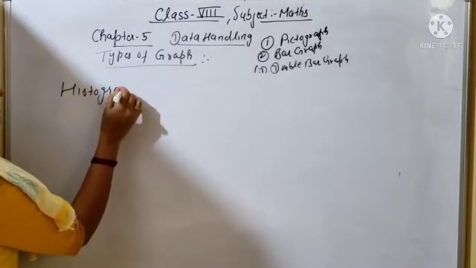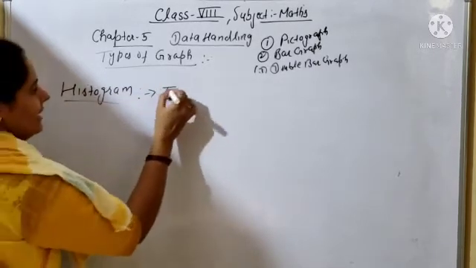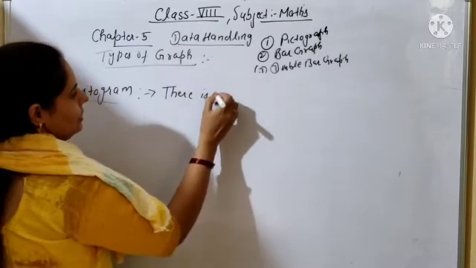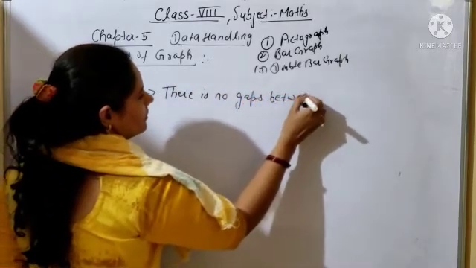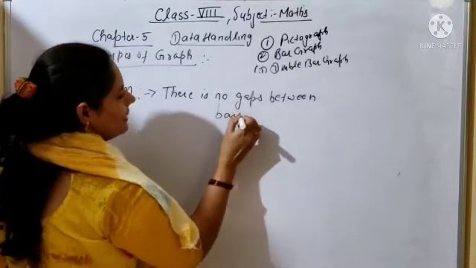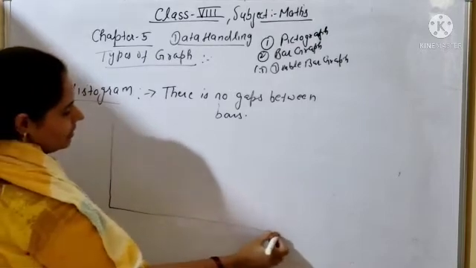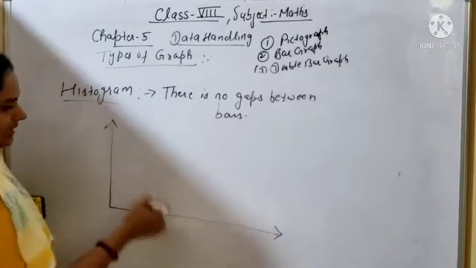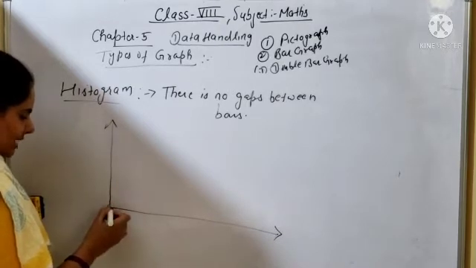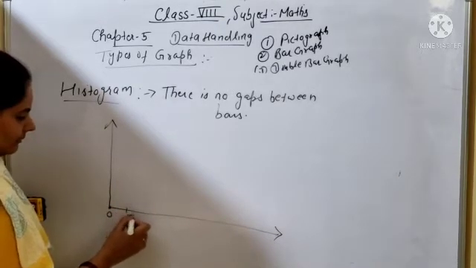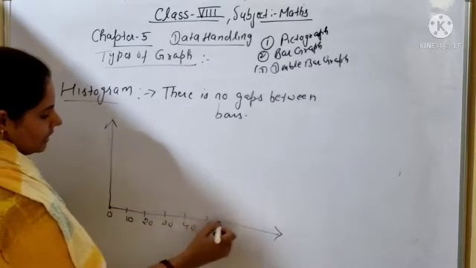So the last graph is a type of histogram. A histogram has no gaps between bars. So how will you make it? Simple, like that. Draw a vertical line and a horizontal line. After that, you have to make the graph. For example, you start from 0, 10, 20, 30, 40, 50, 60.